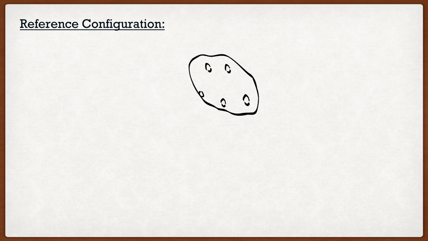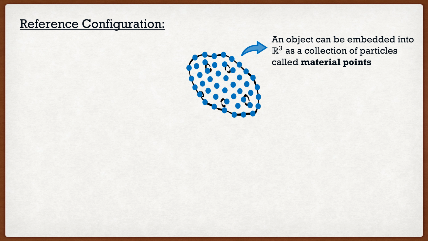Let's say that I had a potato in 3D space. You guys may be going, all right, great, Clayton, you got a potato. What can you do with it? Well, that's a great question. Right now, absolutely nothing. We need to provide some meaning to this potato in 3D space. How do we do that? Well, we can embed it into R3 or 3D space as a collection of material particles.